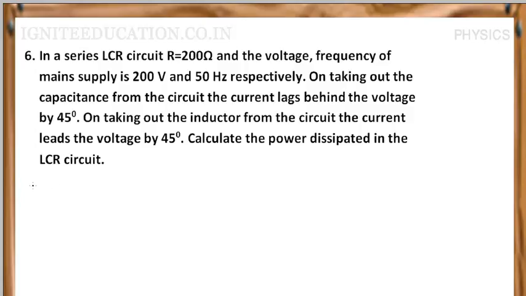See this problem. In a series LCR circuit, R is equal to 200 ohms and the voltage and frequency of the mains supply are 200 volts and 50 hertz respectively. On taking out the capacitance from the circuit, the current lags behind the voltage by 45 degrees. On taking out the inductor from the circuit, the current leads the voltage by 45 degrees. Calculate the power dissipated in the circuit.